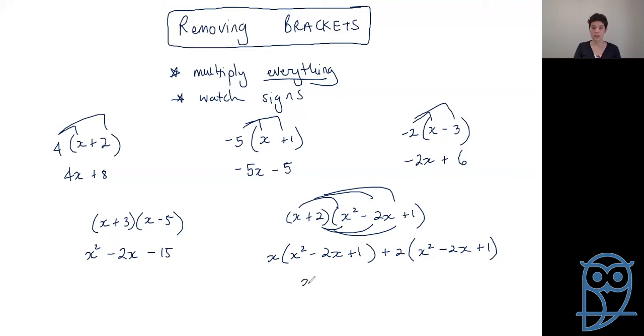And then you're going to multiply in on both of them. x times x squared, x cubed. x times minus 2x squared, minus 2x squared, plus x. Plus 2x squared minus 4x plus 2. And then, of course, you're going to collect like terms before you move any further. So we have an x cubed, minus 2x squared plus 2x squared, it disappears. Plus x minus 4x, so minus 3x, plus 2.